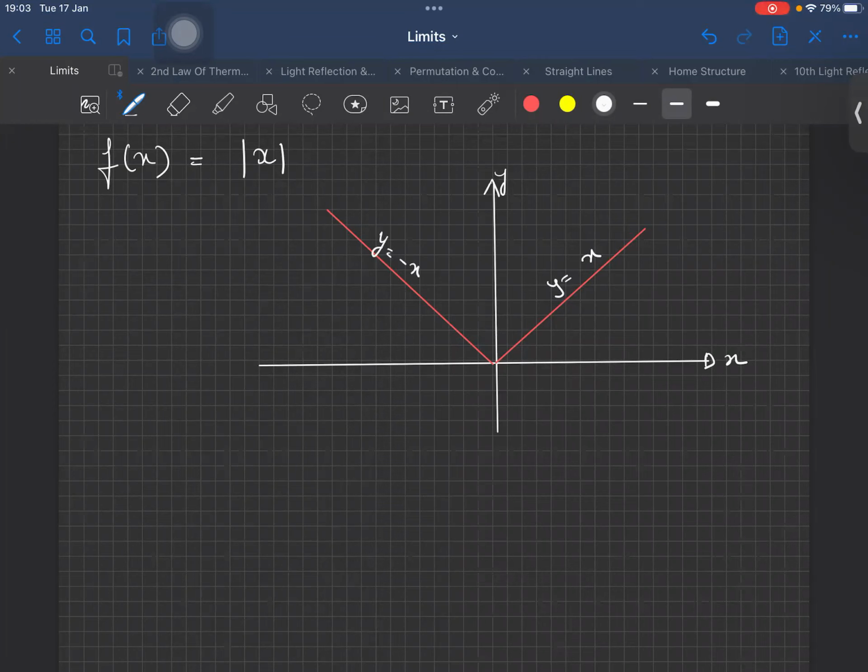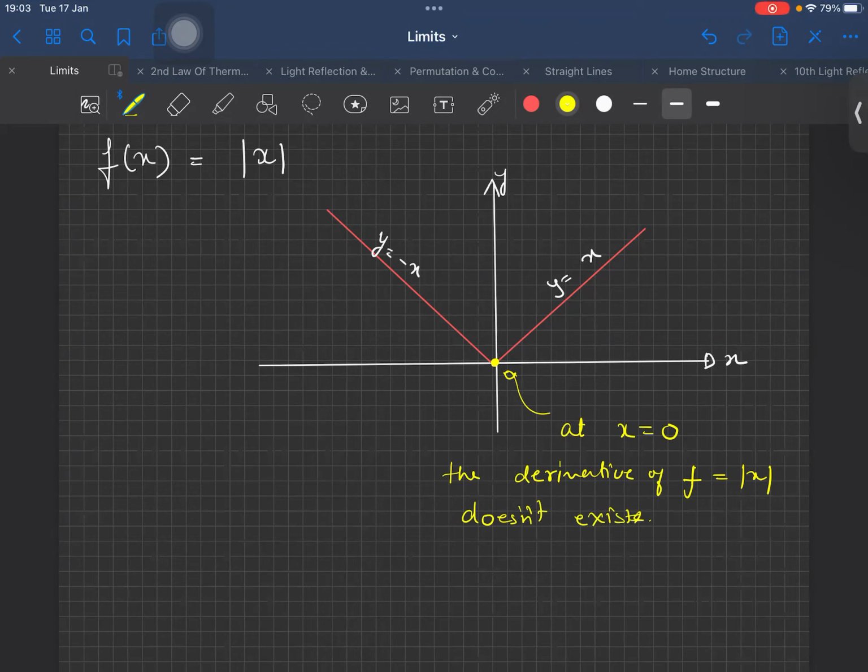Now you see that for all values of x, the derivative exists except at 0. At 0, it has a sharp point, a sharp edge. So at x is equal to 0, the derivative of the function f of x is equal to modulus x does not exist. Understood?